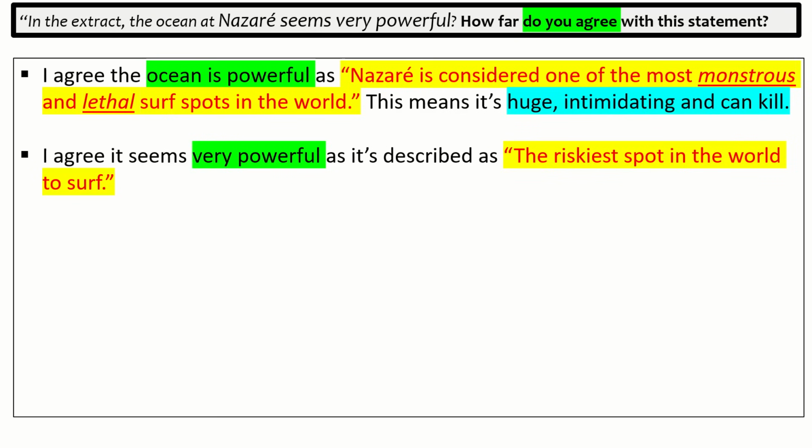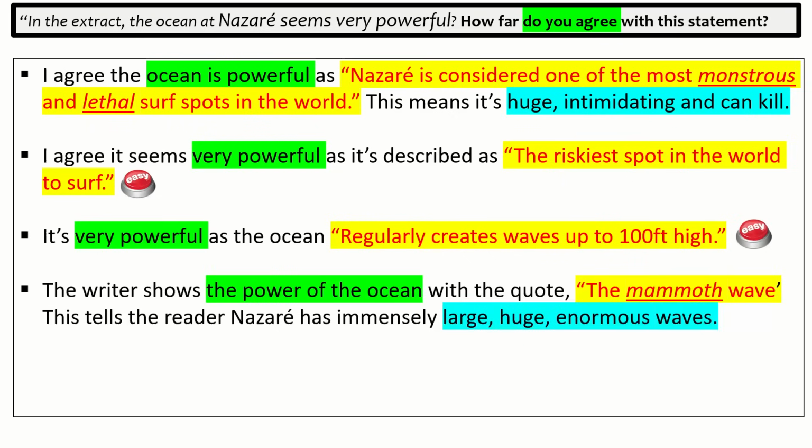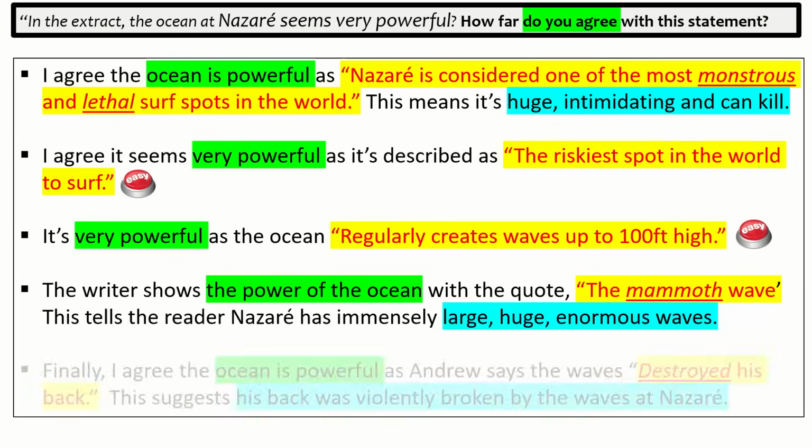I agree it seems very powerful as it's described the riskiest spot in the world to surf. It's very powerful as the ocean regularly creates waves up to 100 foot high. The writer shows the power of the ocean with the quote, the mammoth wave. So I'm zooming into mammoth. This tells the reader Nazaré has immensely large, huge, enormous waves.